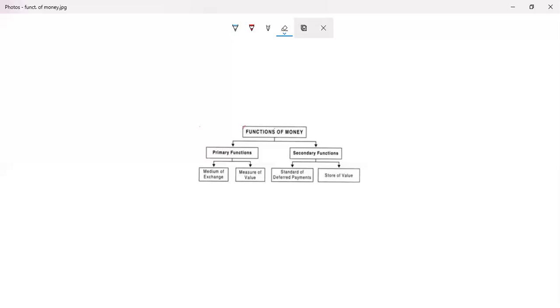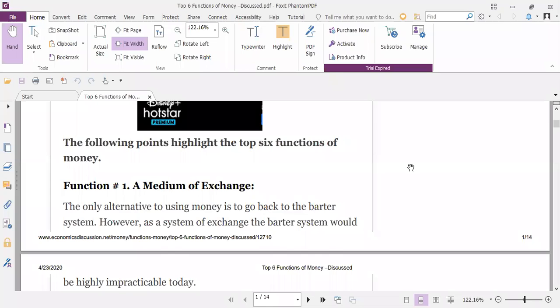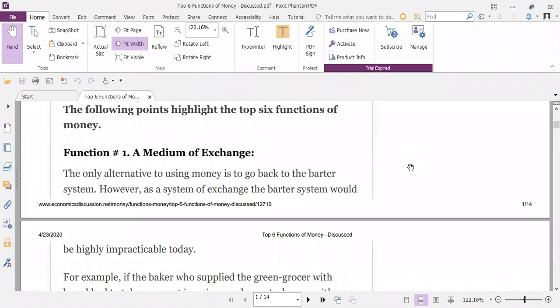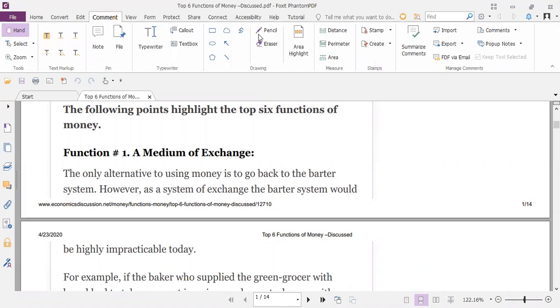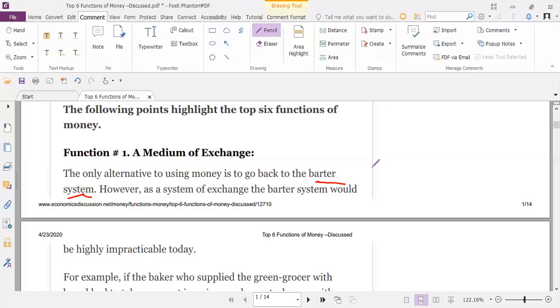Now we shall look at the functions of money individually, one by one. So the first function, as we saw in the flow chart, is medium of exchange, right? So under medium of exchange, the only alternative to using money is to go back to the barter system. I've explained this barter system in my earlier class, right? But the barter system has got its own disadvantages. We shall look at it.